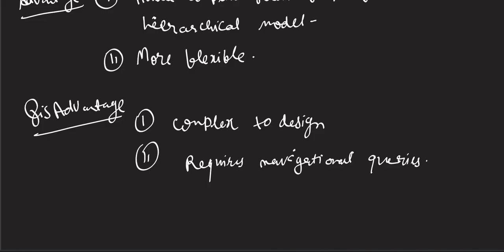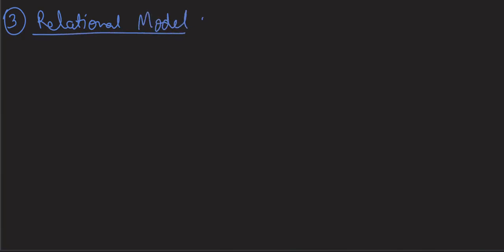So this is all about the network model. So now we will discuss the relational model. Okay. So the third model is the relational model. Okay. So let's discuss what it is. It is the most popular model among whatever models we are going to learn today. So please listen carefully.